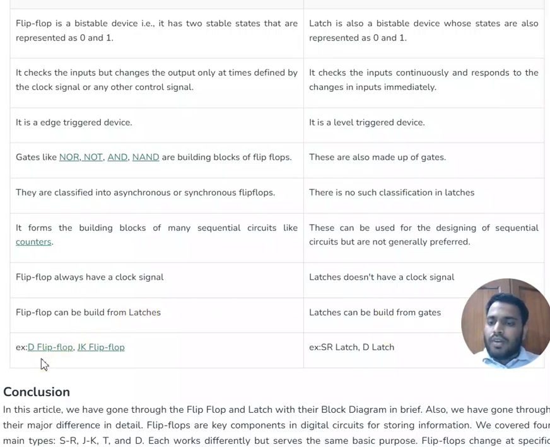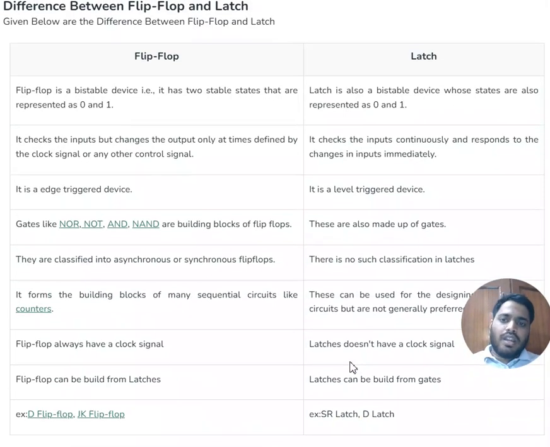In flip-flop, we have different flip-flops like D flip-flop, SR flip-flop, JK flip-flop. Whereas in latch, we have SR latch, D latch, T latch. Okay, so these are the main differences that we have between the flip-flops and the latches.